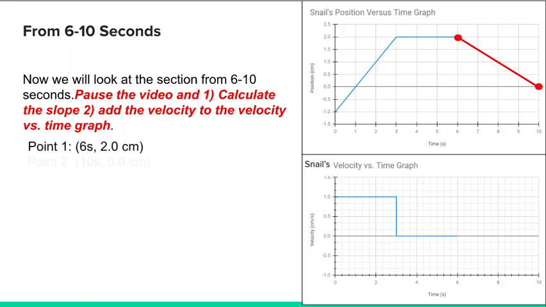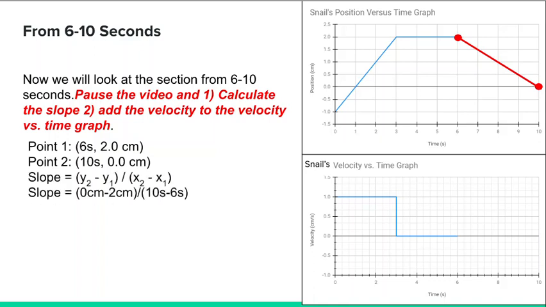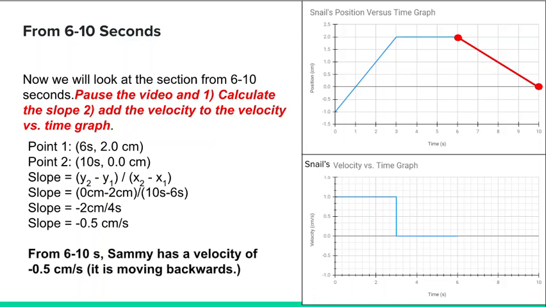All right, the points that I picked were at 6 seconds and 10 seconds, but those didn't have to be the only points you picked. When I calculated the slope, I got a slope of -0.5 centimeters per second. It's a constant slope because it's a straight line. And so my graph looks like this. He has a constant negative velocity. And that is your velocity time graph from your position versus time graph.